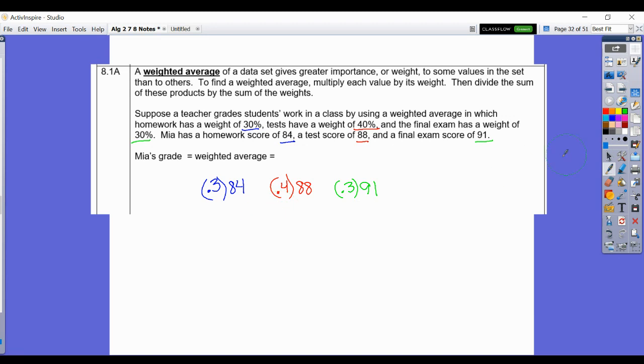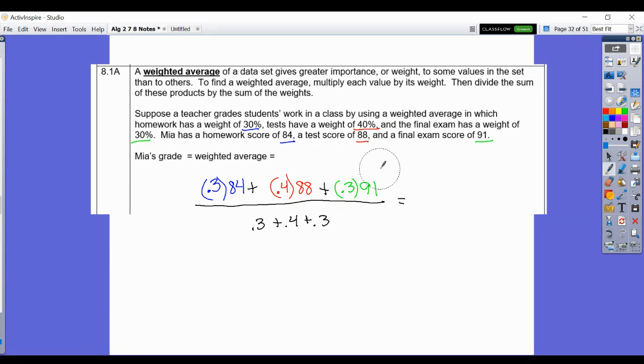So then we can add up all of these and divide the sum by the sum of the weights. Well, what do all of these weights add up to? 0.3 plus 0.4 plus 0.3. Usually it's 100%, so this is just dividing by 1. So we didn't have to. If, for example, your final exam wasn't in yet, then you would need to divide these by 0.7 to figure out your weighted average.